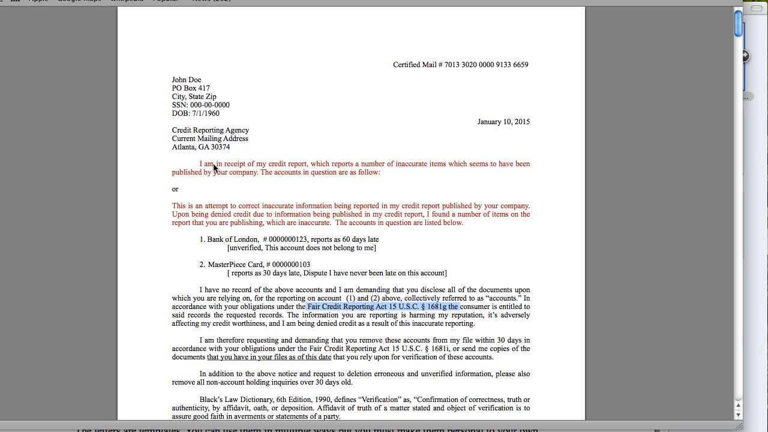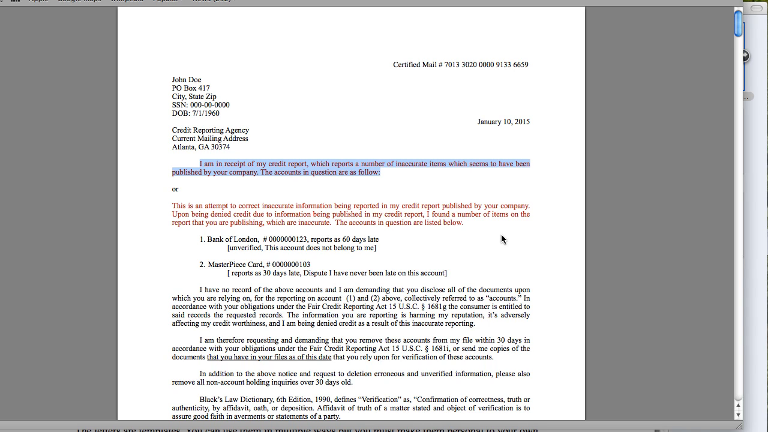Just going to touch on some points here. You can open it up two different ways. That's why you see these two red things. I'm in receipt of my credit report, which reports a number of inaccurate items which seem to have been published by your company. The accounts in question are as follows. Then you list the accounts. For example, Bank of London, reported 60 days late, and under here I have unverified. This account does not belong to me. Or I could have just scrapped this whole beginning and said, this is an attempt to correct inaccurate information being reported in my credit report published by your company.